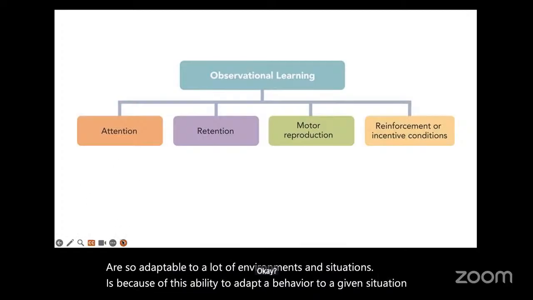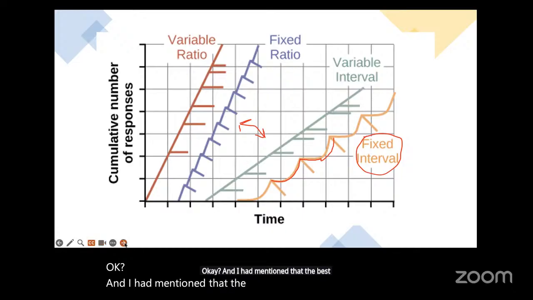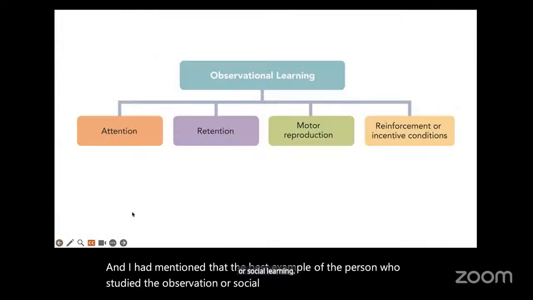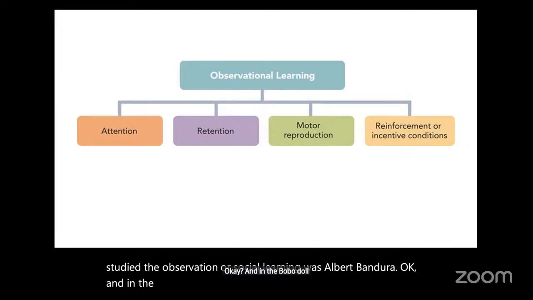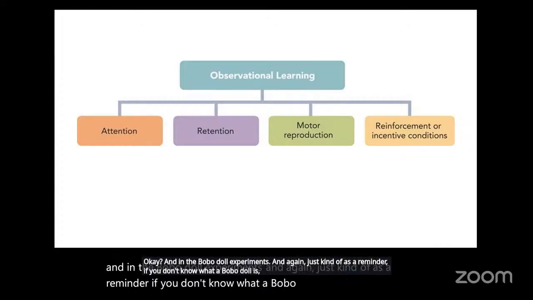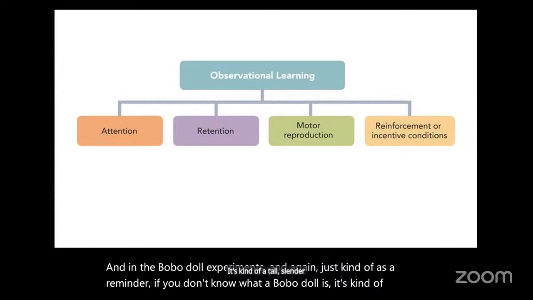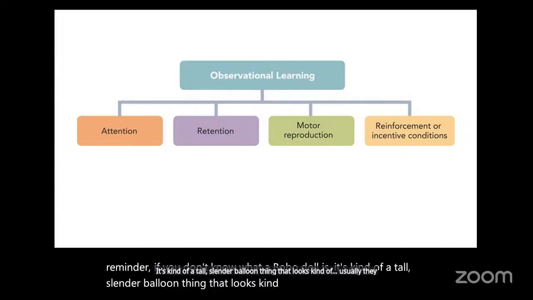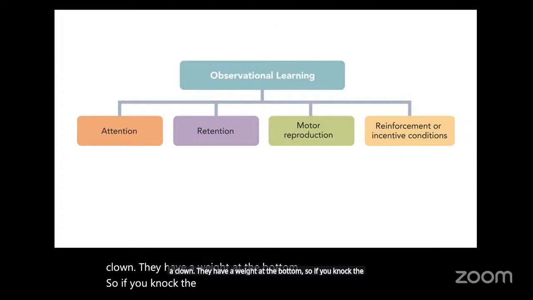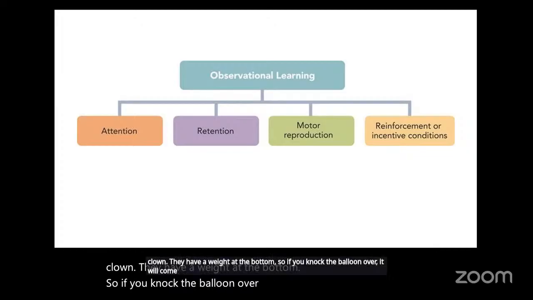Okay. And I had mentioned that the best example of the person who studied observation or social learning was Albert Bandura, in the Bobo doll experiments. And again, just as a reminder, if you don't know what a Bobo doll is, it's a tall, slender balloon thing that usually looks like a clown. They have a weight at the bottom, so if you knock the balloon over, it will come right back up.